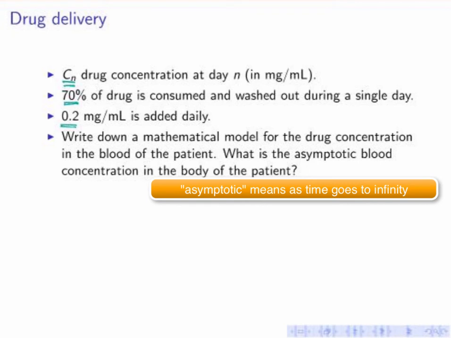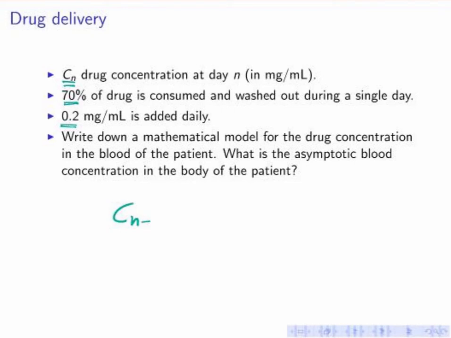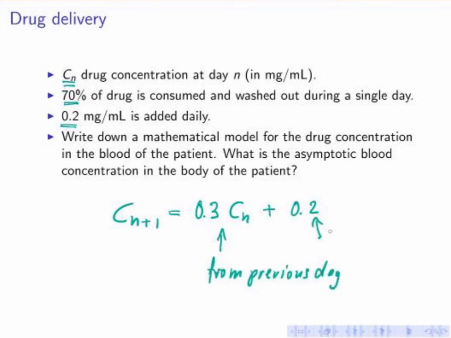So as a model, we use a recursive model. So we write down the blood concentration at the next day, Cn plus 1, is 30% of the previous blood concentration. So we have 0.3 times Cn, but then we add something per day. So then we add 0.2 milligram per day, and very quickly we have our mathematical model. So this here is from the previous day, and this is added daily.